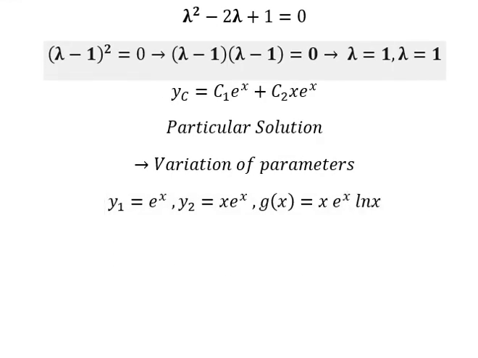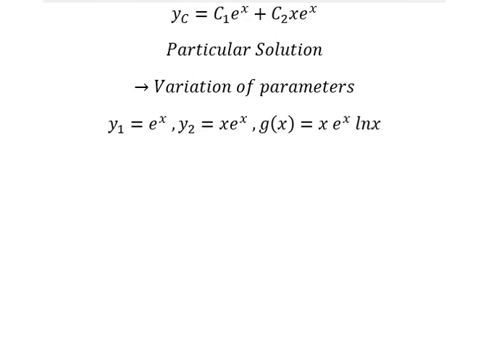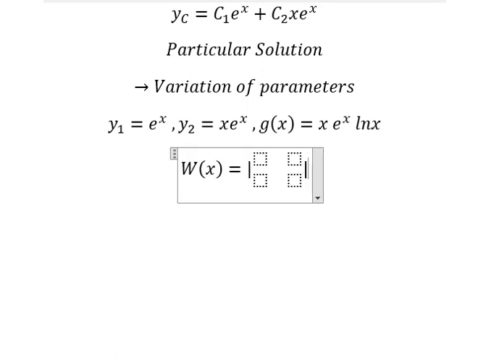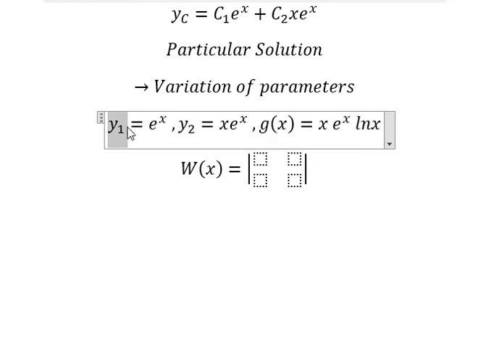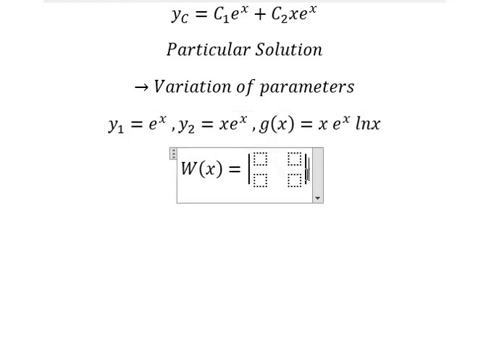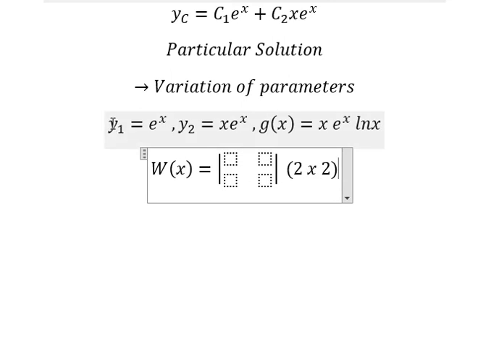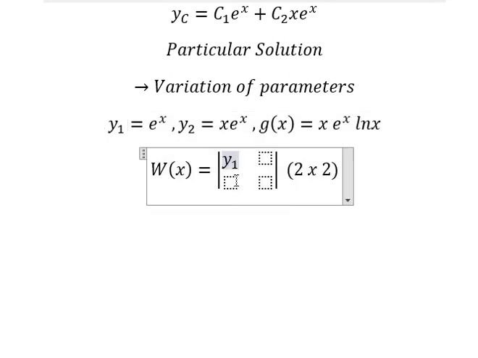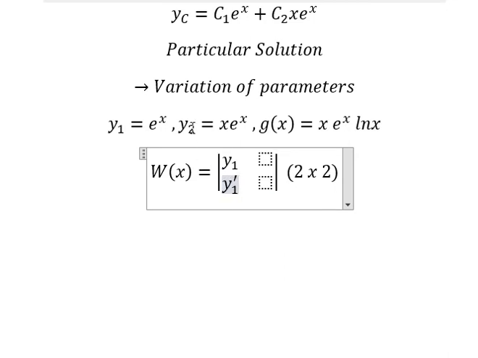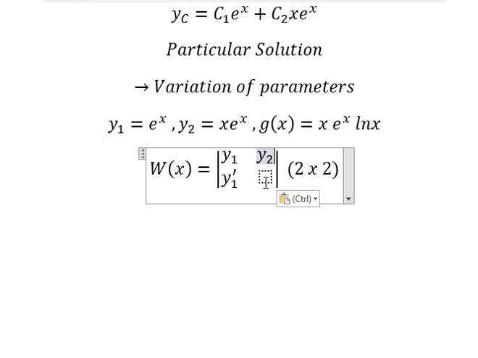Now we need to find the Wronskian. So that should be the matrix. We see that we have only y1 and y2, so we need to create the 2 by 2 matrix. So y1 I will put in here, and later we do the first derivative of y1. Y2 we put in here, and the first derivative of y2 we put in here.